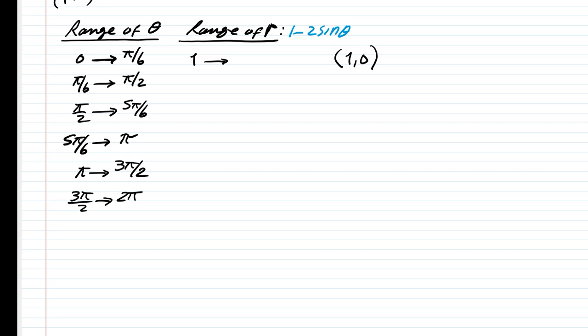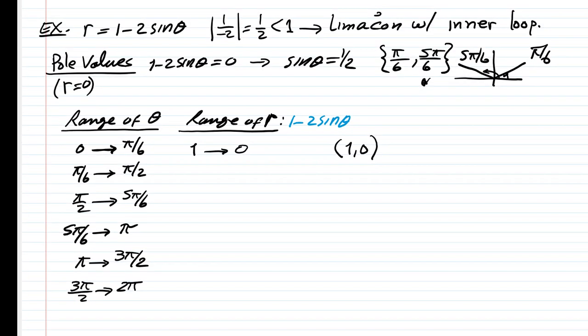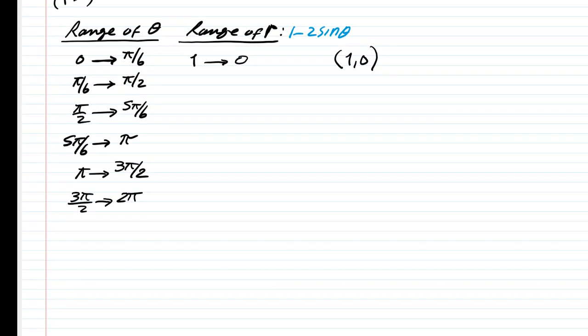At pi over 6, it goes from 1 to 0. That's what we found here. Those are my pole values: pi over 6, 0, and 5 pi over 6, 0. So I went in and put those zeros there.